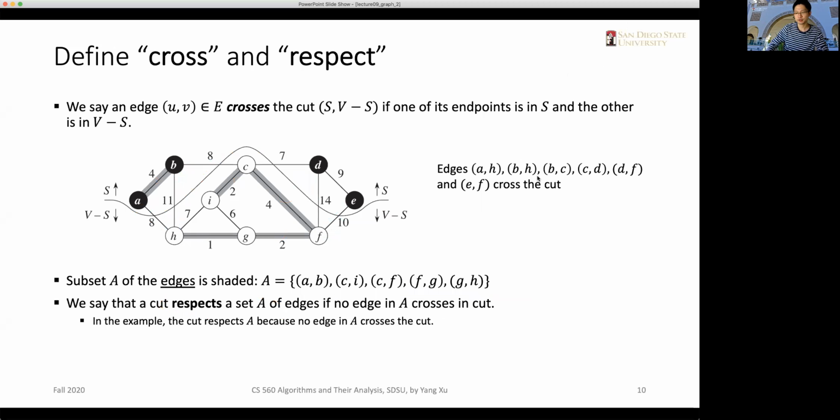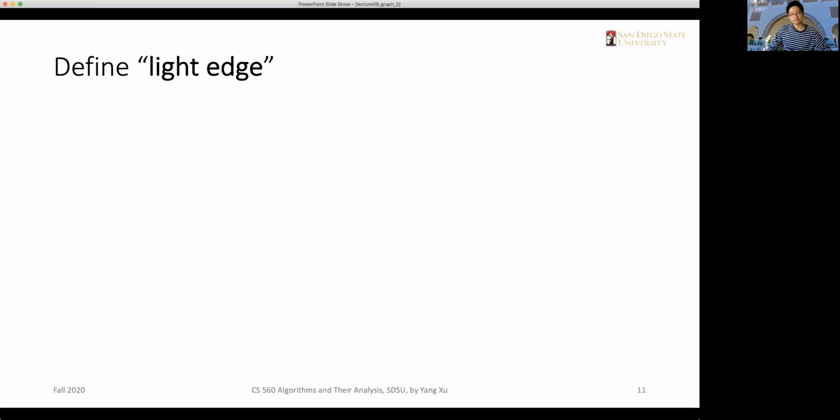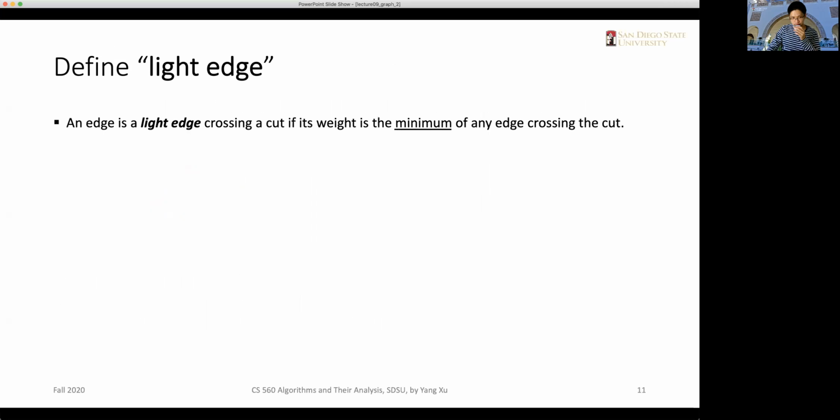Given these definitions, we defined a lot: the cuts, the action of crossing, and the verb respect. Then we can use these notations to further define the notion of a light edge. We say that an edge is a light edge crossing a cut if its weight is the minimum among all the edges that cross the cut.